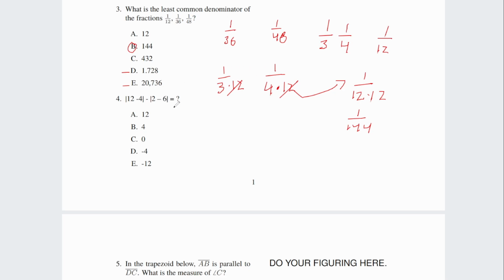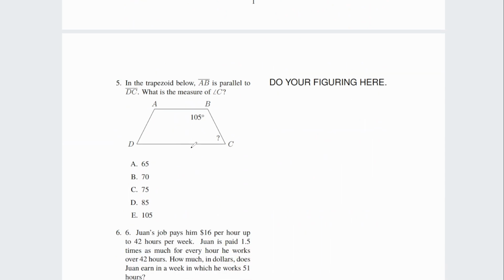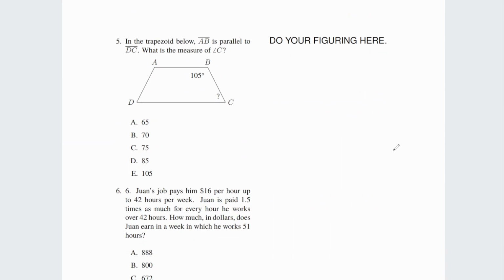Okay, question 4 asks, the absolute value of 12 minus 4 minus the absolute value of 2 minus 6 equals what? So we can almost treat these absolute value signs like parentheses. The absolute value of 12 minus 4 is 8, and the absolute value of 2 minus 6 is 4. 2 minus 6 is negative 4, but the absolute value of that is 4. So 8 minus 4 is 4. Simple arithmetic. And I still am confident in our strategy here because these questions have been quite simple.